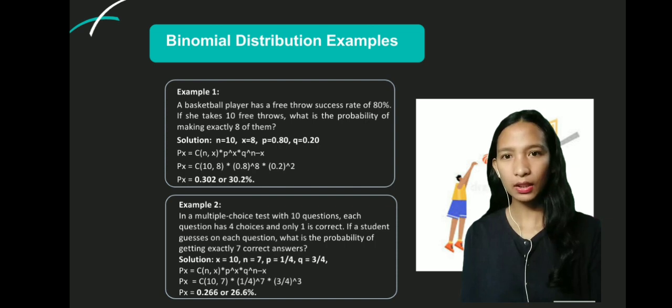We can calculate the probability. The probability is calculated as 10 combination of 7 times 1/4 raised to 7 times 3/4 raised to 3, which equals 0.266 or 26.6%. This means there is a 26.6% chance of the student guessing exactly 7 correct answers in the test.